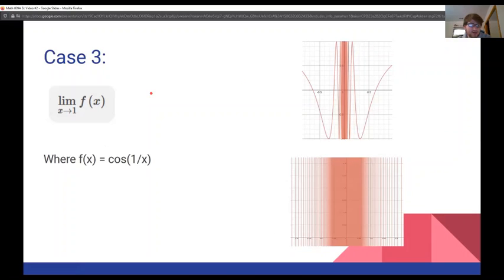And lastly, for case 3, this one's not going to be nearly as common as the other cases, but it's still good to know. So in this case, we have f of x is equal to cosine of 1 over x. And we see here, this is what the graph looks like. It's kind of gross. We can just see a lot going on. And if we zoom in, we see that we're just going to keep oscillating up and down, never really settling on a point. If you want to play around with this, I'm using Desmos for these pictures. I think it's really interesting to see this one in particular.